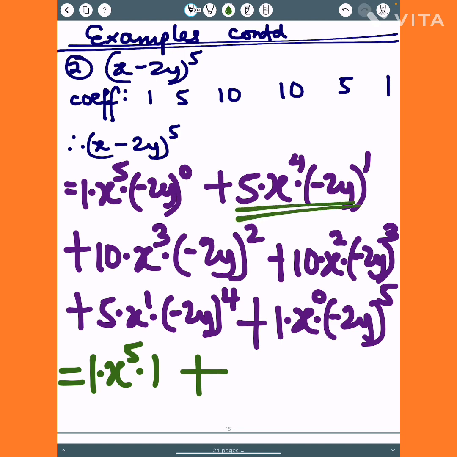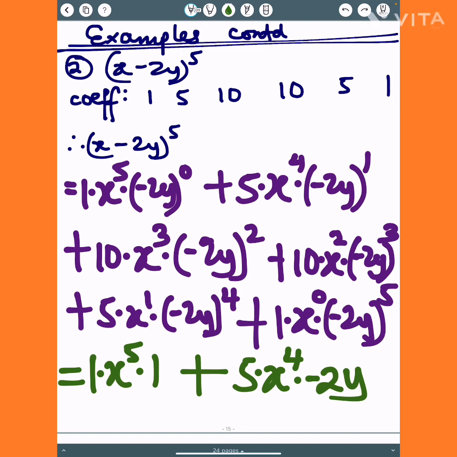My second term in the expansion, very simple. I'll write my 5 times x raised to power 4. Minus raised to power 1 is minus. I'll write my minus. 2 raised to power 1 is 2. I'll write my 2. Y raised to power 1 is y. I'll write my y. That's my second term.